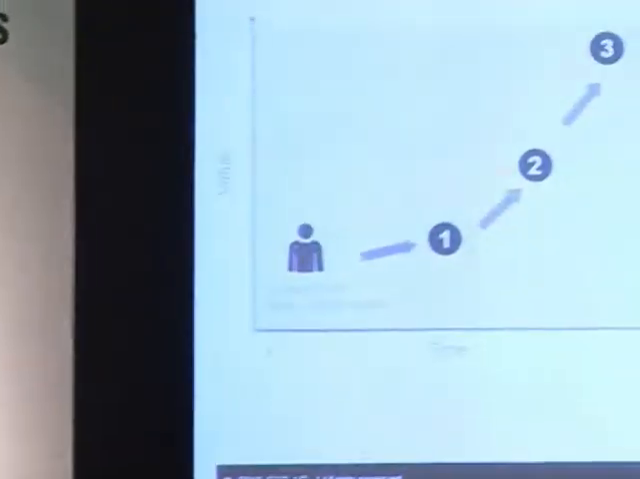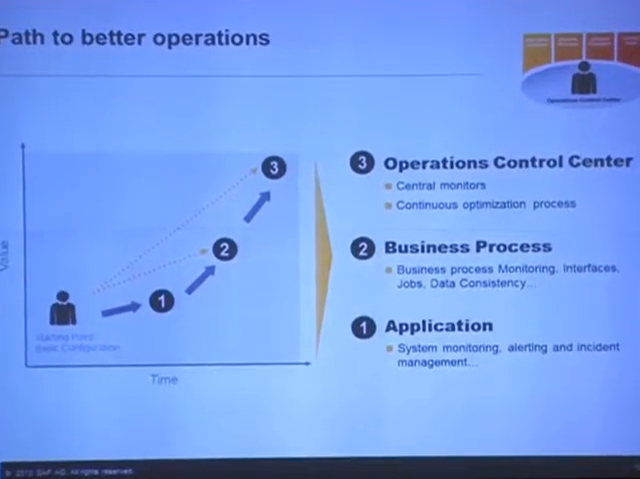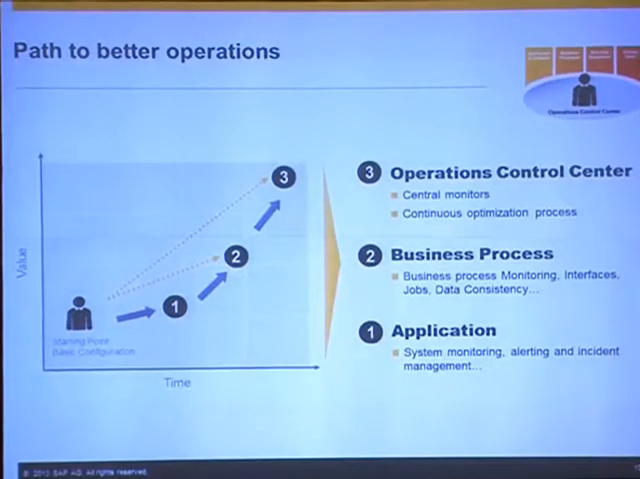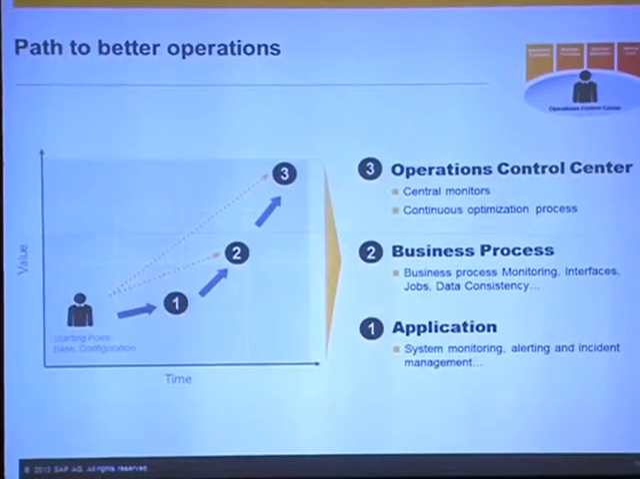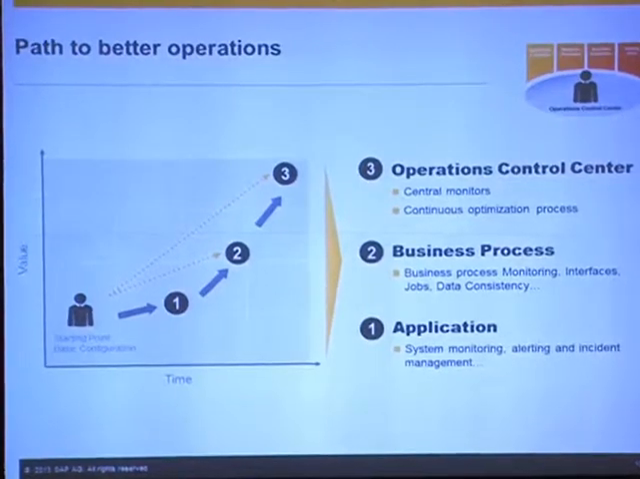So basically, the building blocks of operation control centers are the application operations and business process operations. You cannot set up OCC, or operation control center, without these two being set up already, because all the data being fed into the central monitors or operation control centers comes from these applications. What these applications give you is alerts and current snapshots of what is happening in the systems, in the business processes, or in the interfaces. So this is the path which we recommend customers to implement Operation Control Center.